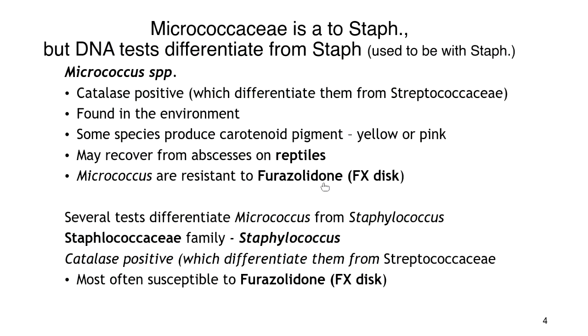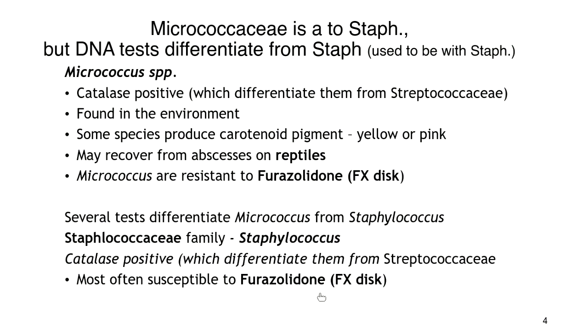So again, we're talking primarily in this section of the PowerPoint about staph, but we wanted to bring in the discussion about Micrococcaceae. Again, the family name Staphylococcaceae, that ACEAE, that's a family name. Staphylococcus in the italics becomes the genus name. Again, catalase positive, these differentiate them from the strep. And again, most often, staph is susceptible to furazolidone.